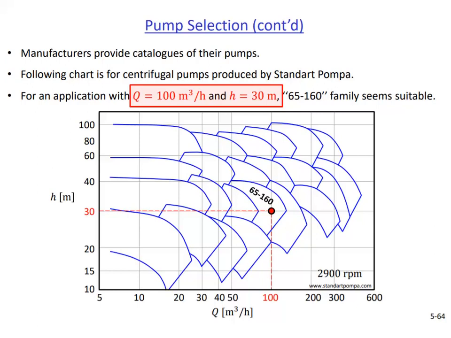On this chart, these values correspond to a pump family of 65-160. These numbers are usually related to the basic dimensions of the pump, such as the discharge flange diameter or the base impeller diameter.